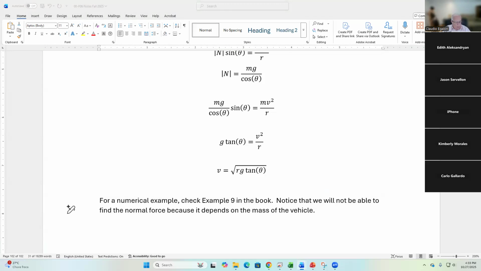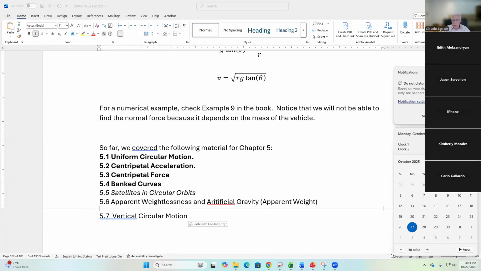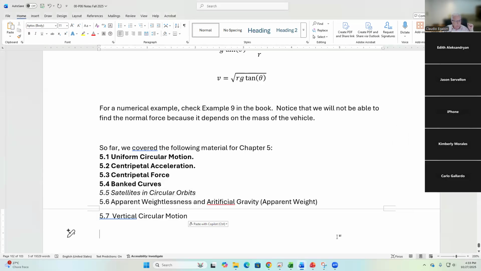So here we go. Let's take a look at what we have covered, how we are advancing in this chapter. We are done with banked curves, 5.1, 2, 3, and 4. And now we need to look at satellites in circular orbit. It is 12:33. We have almost 20 minutes left, right? So let's move on to the satellite in circular orbit.